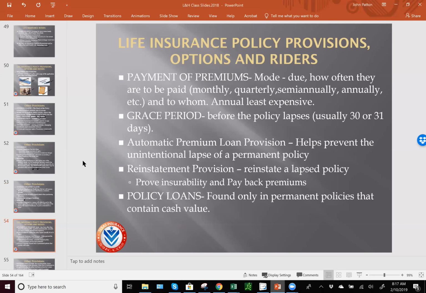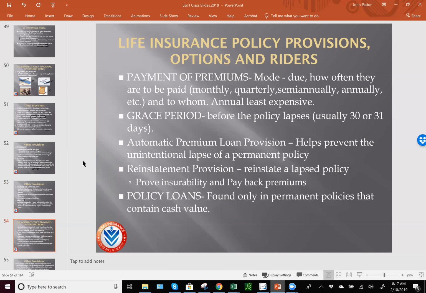Now, after your grace period has gone by, if you haven't paid your premium and it was a term policy, then your policy would lapse and it would go away. But I will show you in a moment how to get it back. Now, if you have a permanent policy and you get down to the end of your grace period and you haven't paid your premium, then our next provision comes into play, called the automatic premium loan provision. It helps prevent the unintentional lapse of a permanent policy due to non-payment of premium.